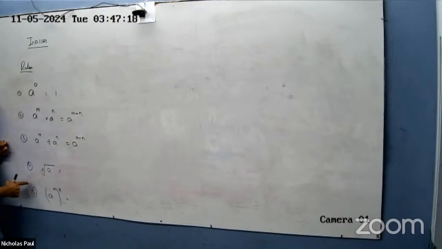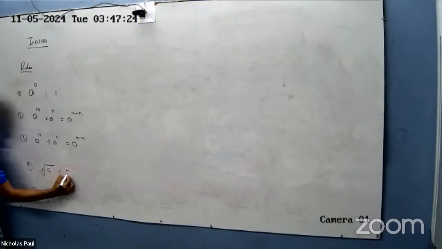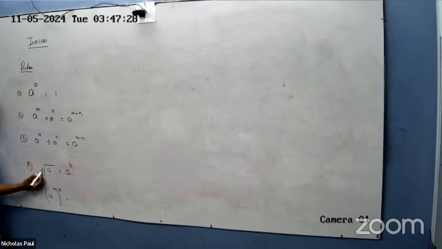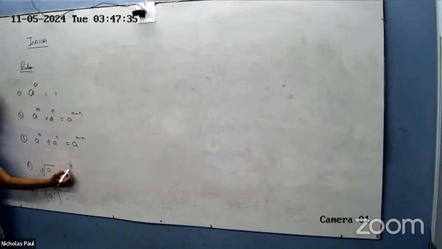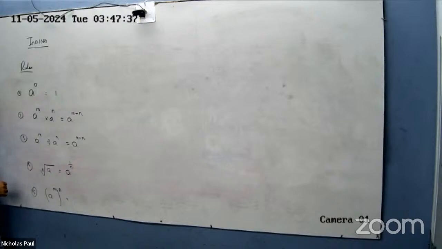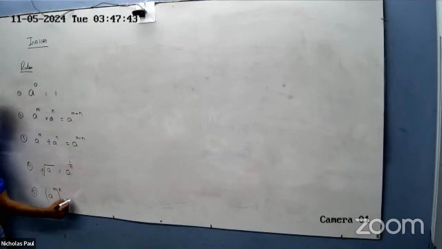What's this one here? This is the one that we're going to use the most, right? The n-th root of e is e to the power of 1 on n. So if I have a square root in here, it will be e to the 1 on 2. If I have a cube root, this is e to the power of 1 on 3. That's okay? And the last rule, Emmanuel, what is this here? e to the m, multiplied by n.